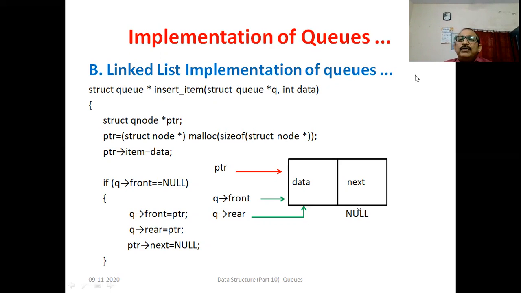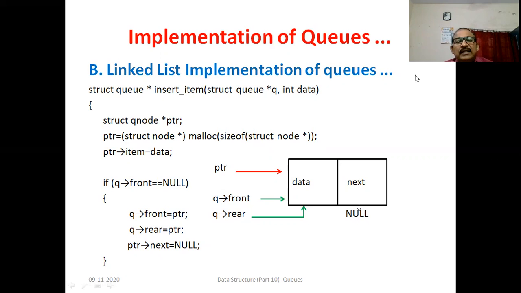Next statement, queue front. Suppose we are going to insert the first item in the queue. In that case, queue front is equal to null. If this is the case, what will we do? Here we simply set queue front and queue rear to PTR.